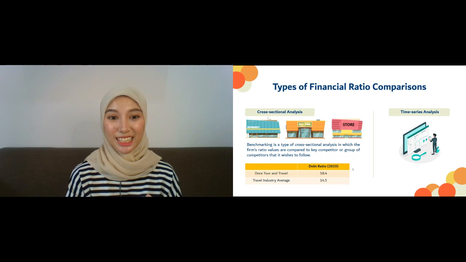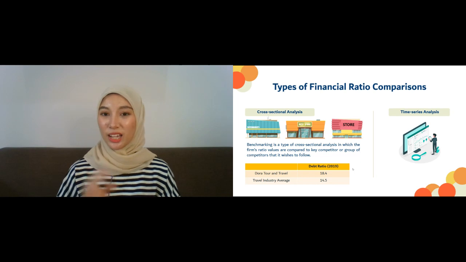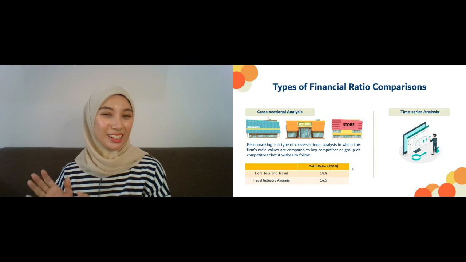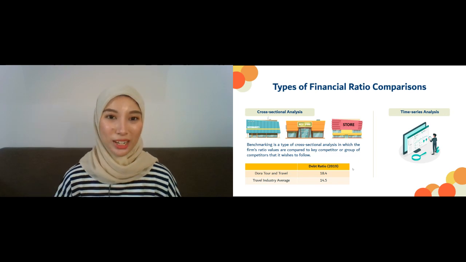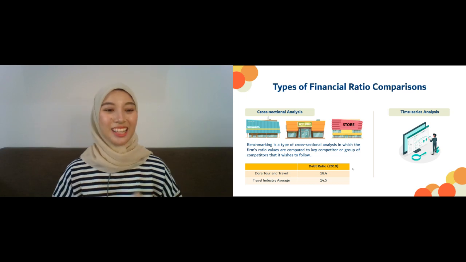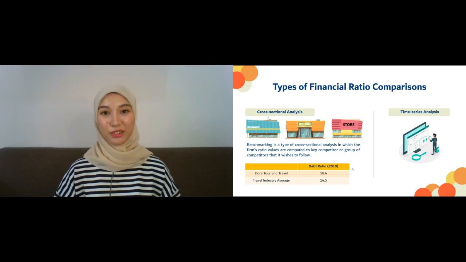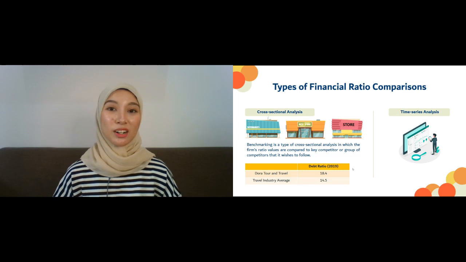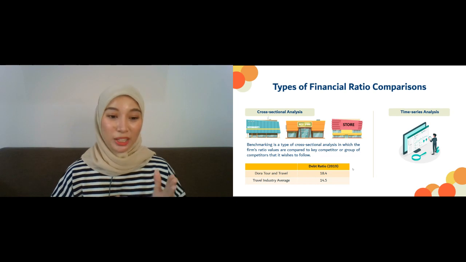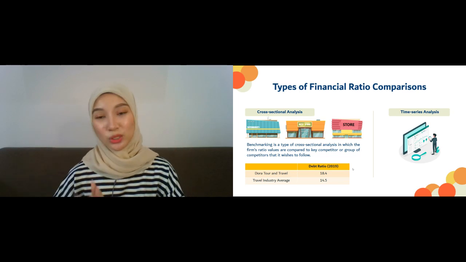First is the cross-sectional analysis, where we compare one company to another, whether it is a competitor or the industry average at the same point in time. And maybe you are familiar with benchmarking. Benchmarking is a type of cross-sectional analysis in which the firm's ratio values are compared to a key competitor or a group of competitors that it wishes to follow.